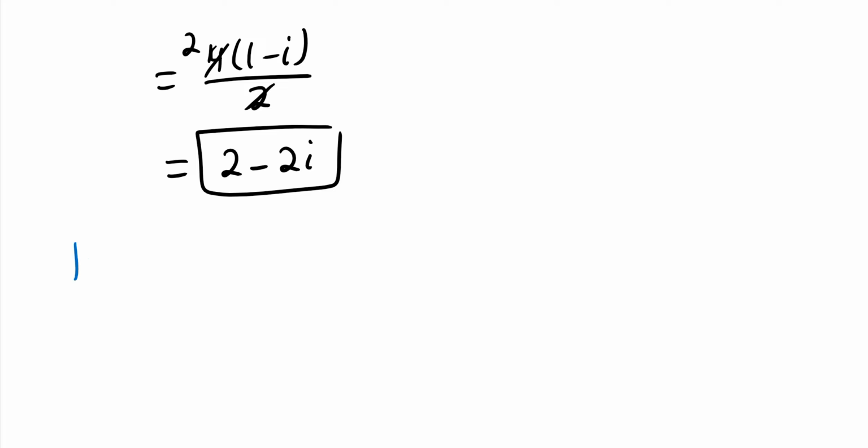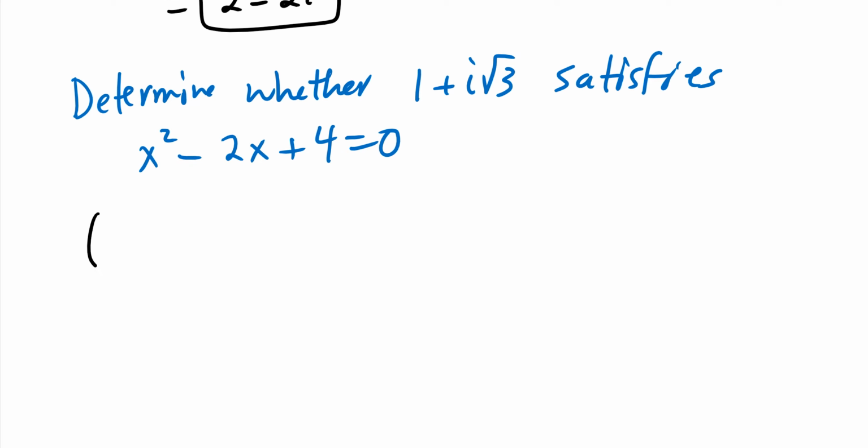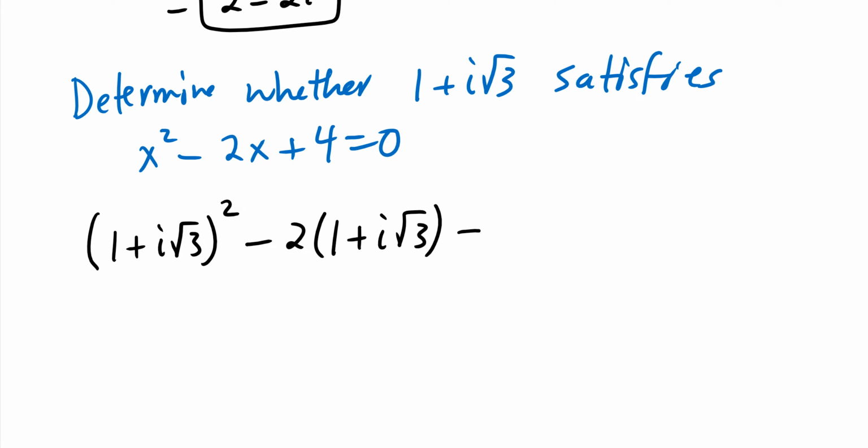Let's look at another example. We're asked to determine whether 1 plus i root 3 satisfies the equation x squared minus 2x plus 4 equals 0. Does it satisfy it or not? So what we do here is (1 plus i root 3) squared minus 2 times (1 plus i root 3) plus 4 equals 0. So we substitute that in and we're going to see, is that going to give us 0 or not?